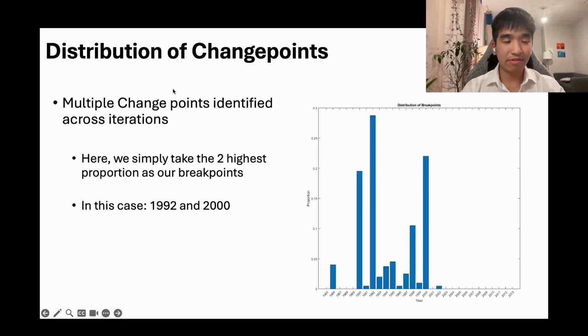Multiple change points were identified across iterations. You can see a lot of them: some at 1990, some in 1992, some in 2000, and this is when I allow for 2 breakpoints to be identified. So what I did here was simply take the highest proportion as our 2 breakpoints, and in this case, that is 1992 and 2000. So how does this look from the network perspective?